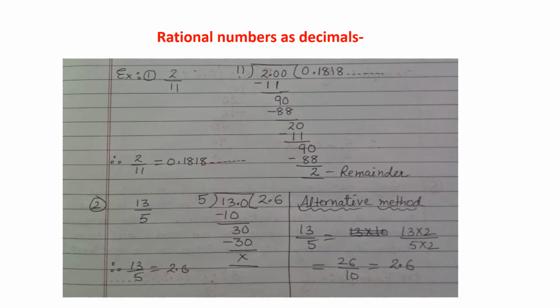Let's take one more example, 13 upon 5, where 13 is the dividend and 5 is the divisor. So divide 13 by 5. First it will go by 2, 5 2s are 10, and the remainder is 3.